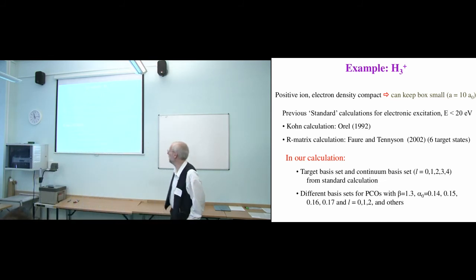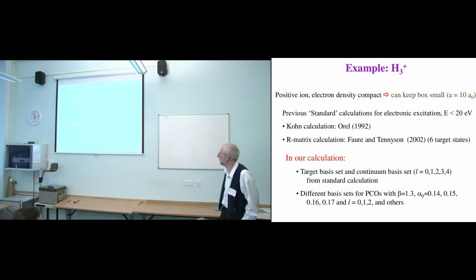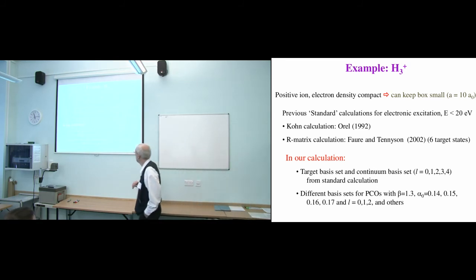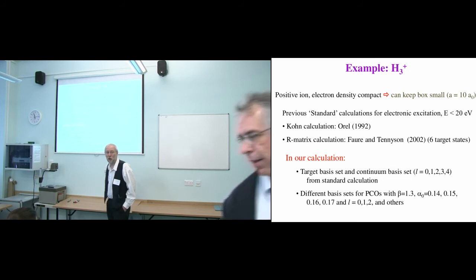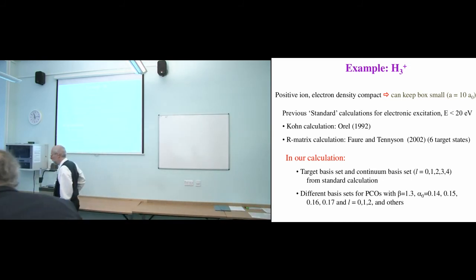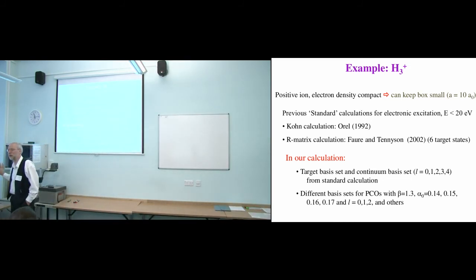We actually chose H3+ because we thought it was well known, because there was a previous R matrix calculation by me and one of my postdocs, and a complex Kohn variational principle calculation by a group from California. And they got the same answer, so we were naive enough to think that if two theorists agreed with each other, that was actually the right answer. I'll show you in a minute it turned out not to be.